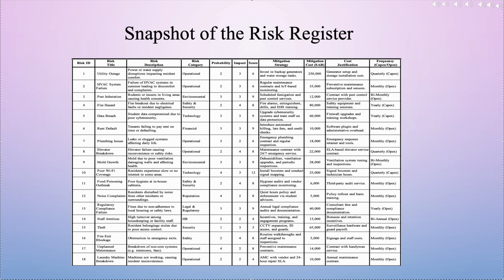This slide presents a snapshot of a detailed risk register, which is a living document that allows us to meticulously track and manage each identified risk. For each risk, we define its ID, title, description, risk category, assign a probability and impact score, calculate the overall risk, outline the mitigation strategy, estimate the mitigation cost, and provide a justification along with frequency and type of cost.